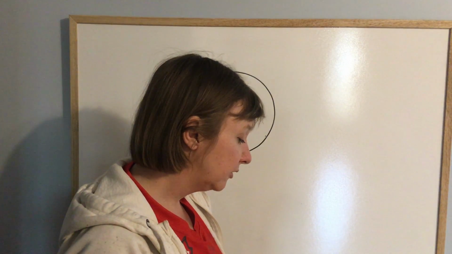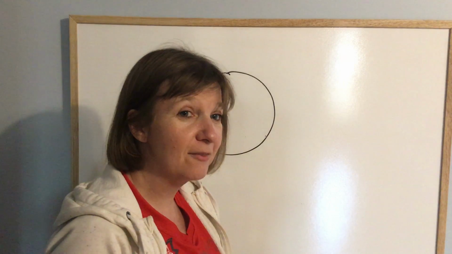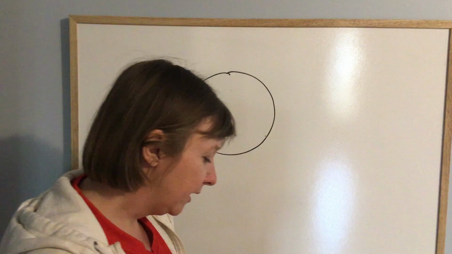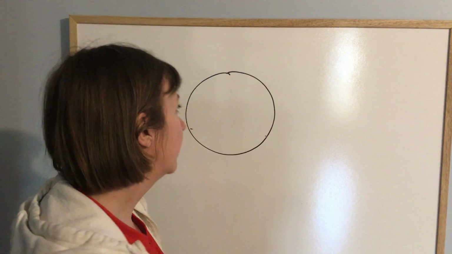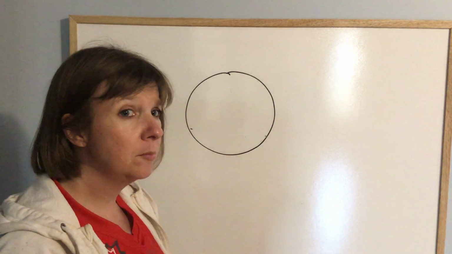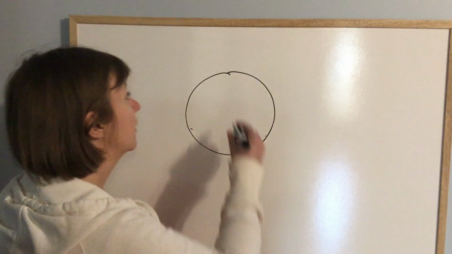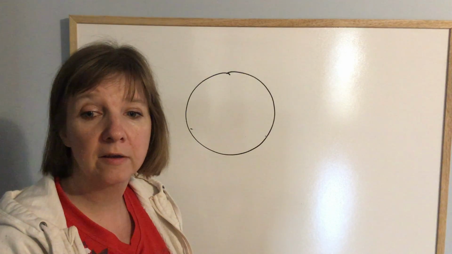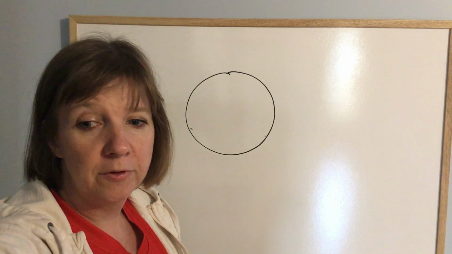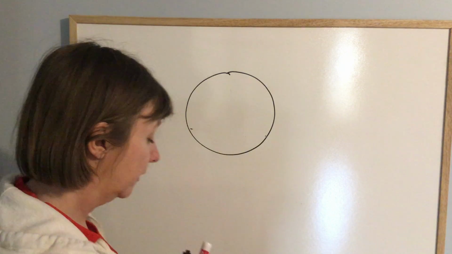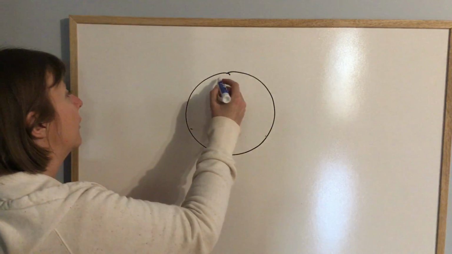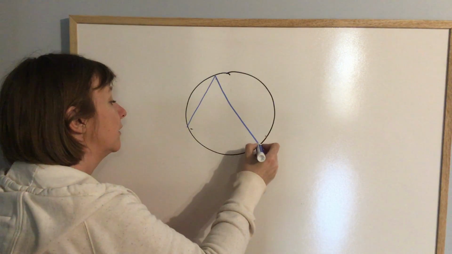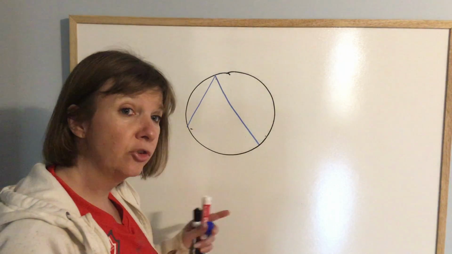In section 7.3, I apologize, it talks about angles in a circle, and that's where we talked about inscribed angles and central angles. I'm going to do this in some colors, it makes life easier. An inscribed angle is an angle that is at the edge of the circle.